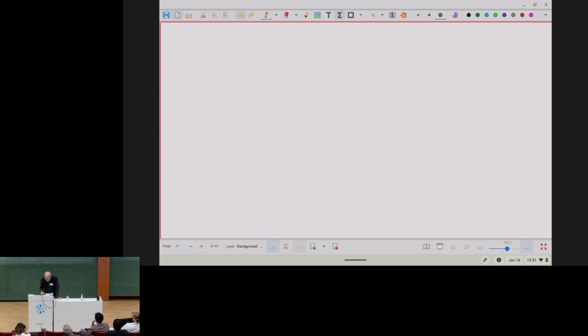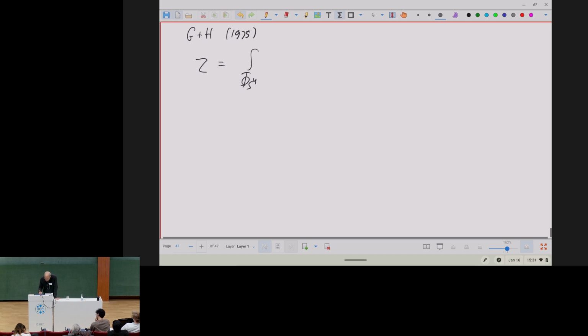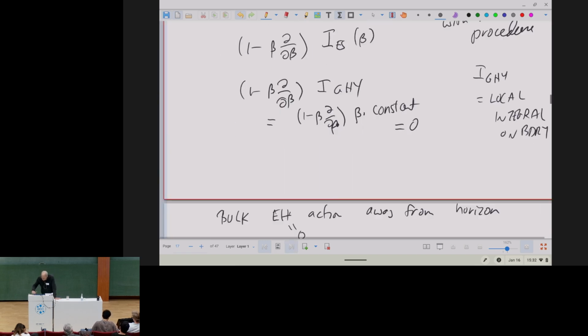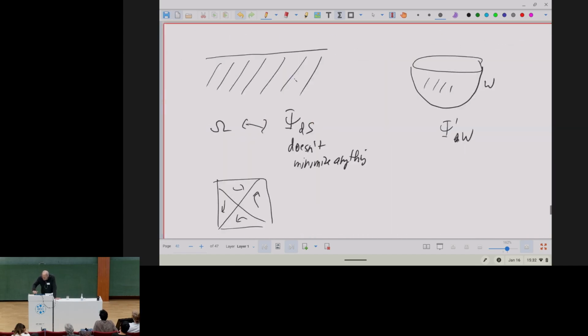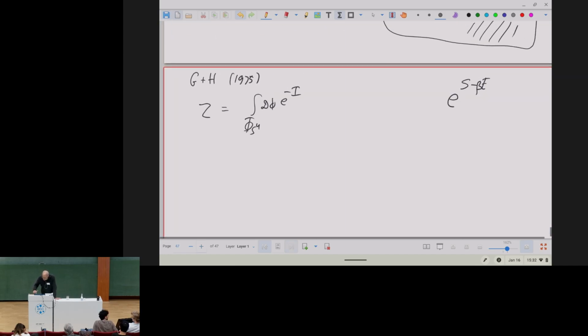I can tell you what Gibbons and Hawking said in about 1975. They said that the partition function, meaning the path integral on S^4, well, usually a thermal partition function we interpret as the exponential of entropy minus beta, energy times inverse temperature. But they said that in de Sitter space, because it's a closed universe, there's no conserved energy. So they said that in the case of de Sitter space, the partition function should just be e to the S.